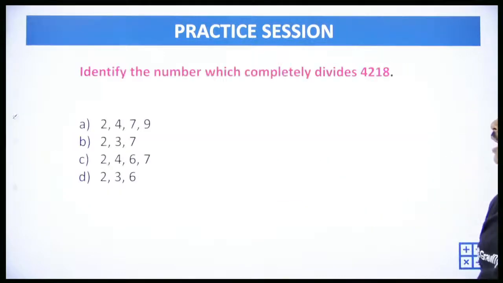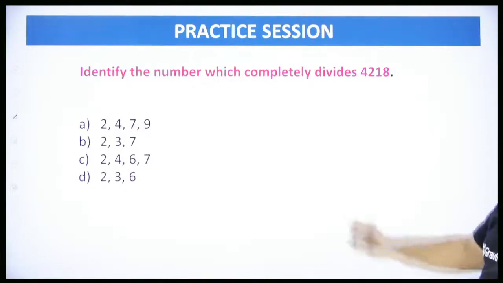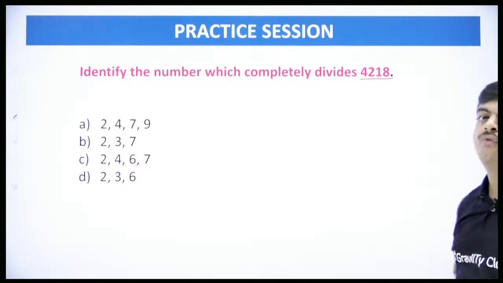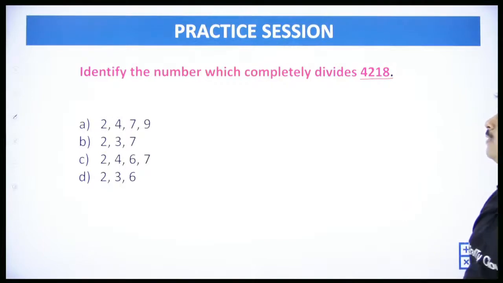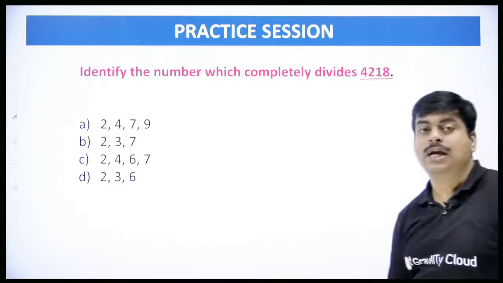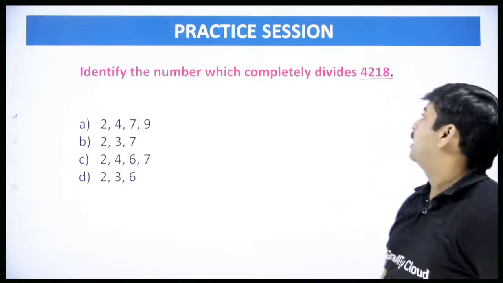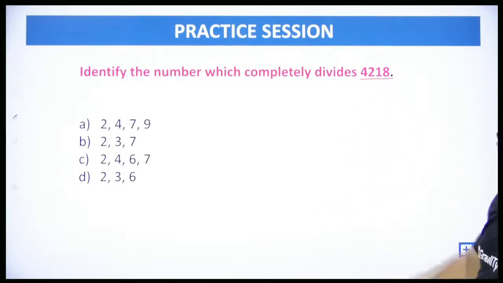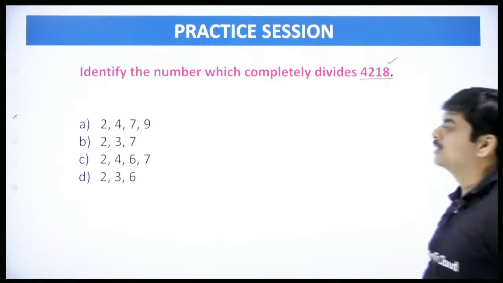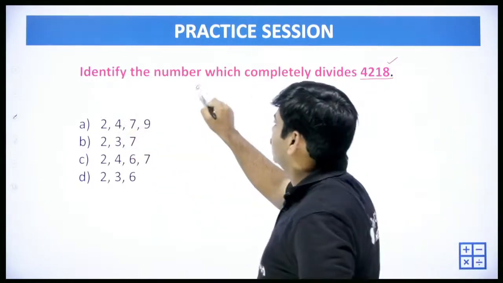Moving forward, identify the number which completely divides 42 18. That means we simply need to find the factors of 4218. As it is an even number, yes, 2 is a factor.